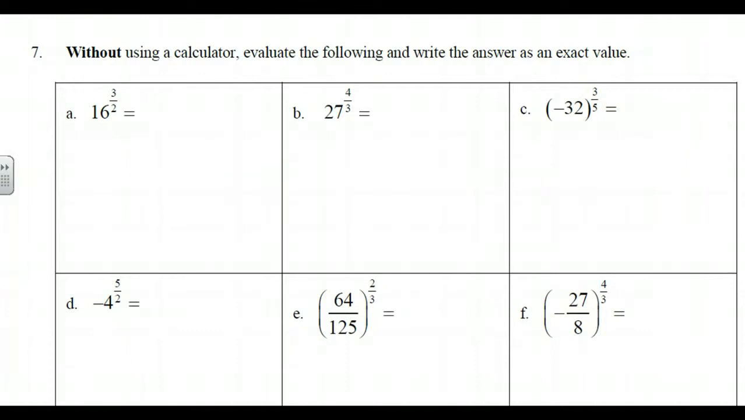Without using a calculator, evaluate the following and write the answer as an exact value. So I'm doing roots first. It's the square root of 16 cubed, which, square root of 16 is not 2, which is 4 cubed, which is 64.